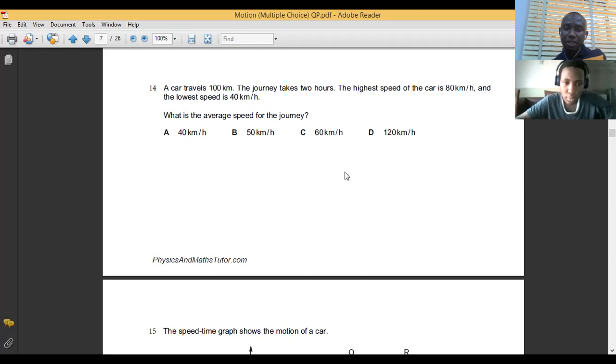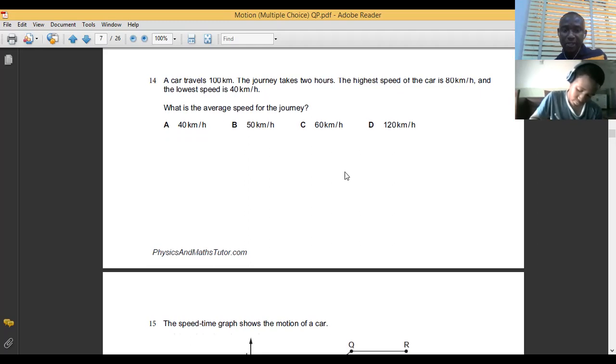So, what happens to the 100 kilometers? Oh. You forgot the 100 kilometers and 2 hours. So, what's the answer? B. B, correct. 50 kilometers per hour.